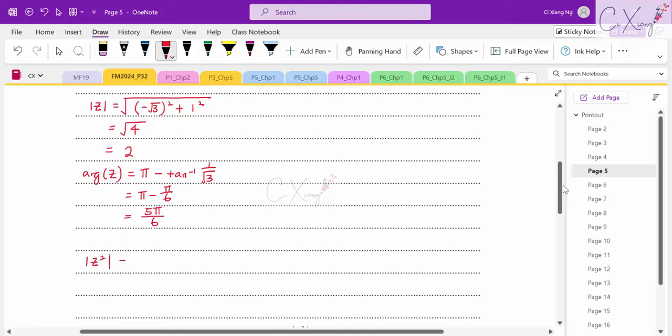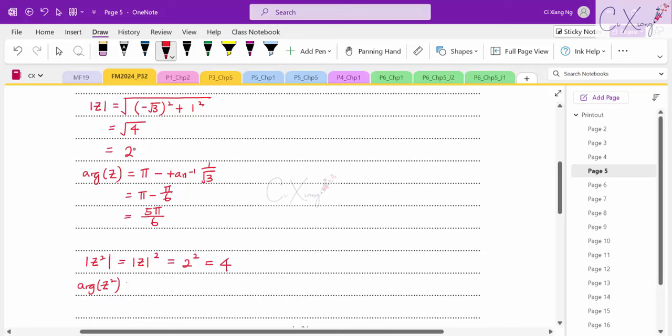So like what I told you just now, modulus of z squared can be written as modulus of z and then you square it. What's the modulus of z that we got just now, which is 2, right? So you get a 2, and then now I have to square it. Therefore, the modulus of z squared is 4. How about the argument of z squared?